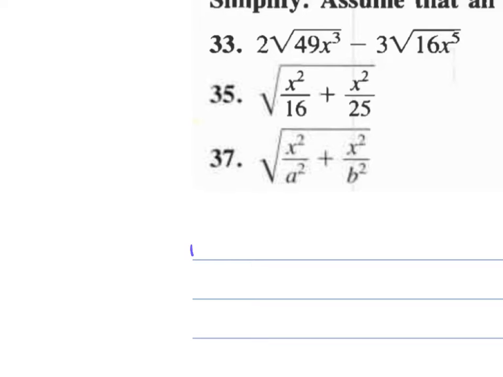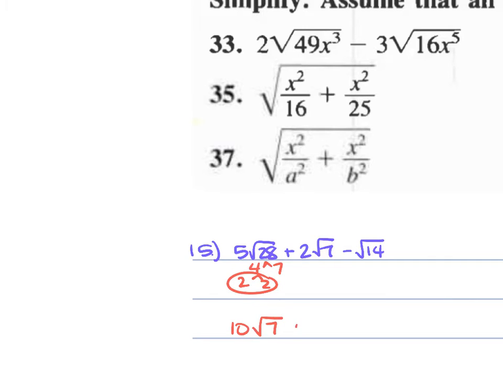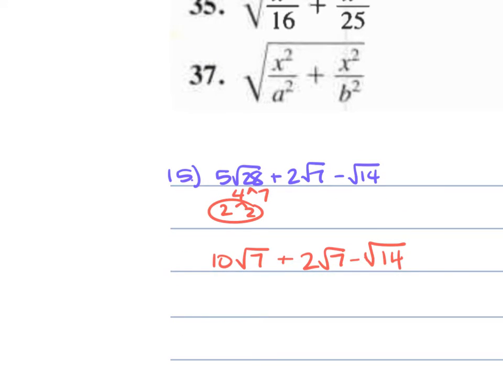So we're on 15, which is 5 square root 28 plus 2 square root 7 minus square root 14. Okay, that's much better. The 28 is 4 and 7. 4 is 2 and 2. So this is 10 square root 7 plus 2 square root 7 minus the square root of 14. We're going to combine our like terms, which is the 10 and the 2. So this is 12 square root 7 minus the square root of 14.